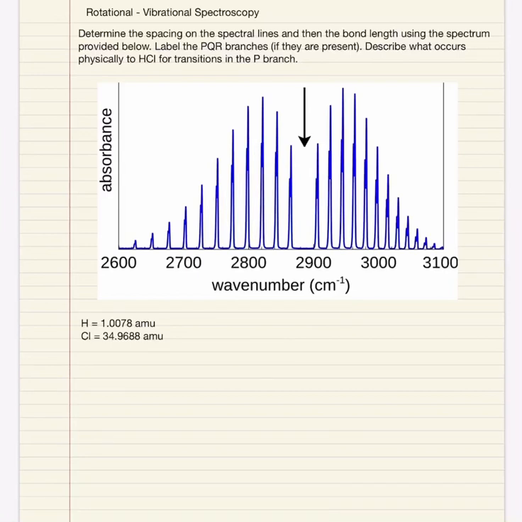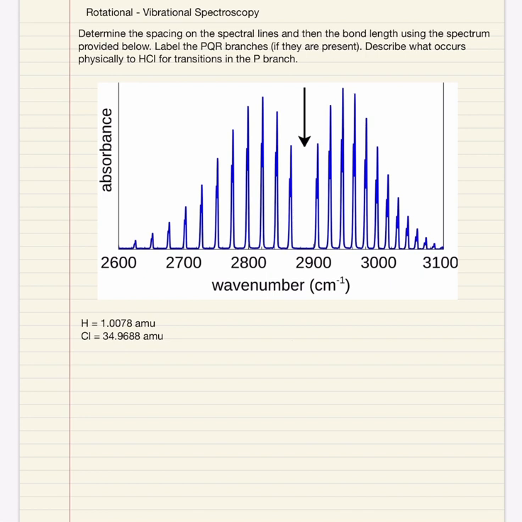Today we're going to talk about rotational vibrational spectroscopy. Before we talk about what rotational vibrational spectroscopy is, what is spectroscopy? Well, spectroscopy is the study of absorption and emission of light. But when it comes to rotational vibrational spectroscopy, it can tell how molecules interact. Rotational vibrational spectroscopy occurs in the infrared region, and the molecule must be in a rigid position.